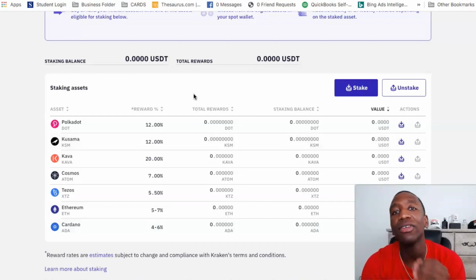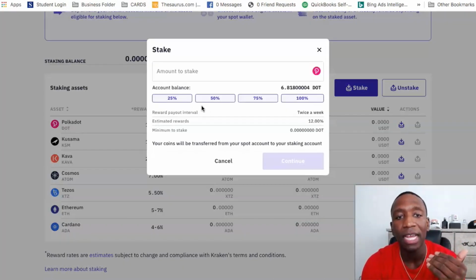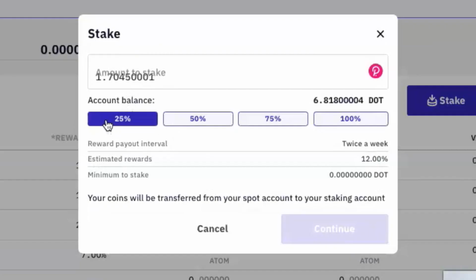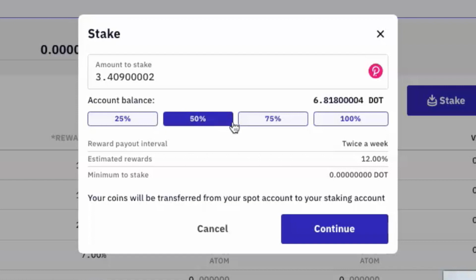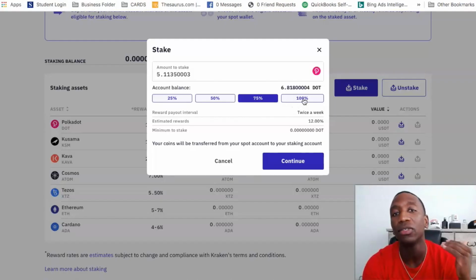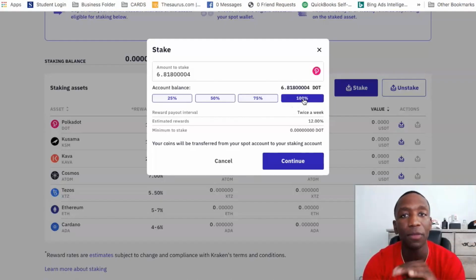All right, so now how do you actually do it? Let's just say that I wanted to stake Polkadot. So you see this little stake button right here? I would click on stake, and as you can see right here, I can do 25% of my Polkadot because I actually have Polkadot at this particular time, and then 50%, or I can do 70%, or I can do all of the Polkadot that I actually own. All right, so that's one way you can go about it, or you can put the amount that you actually want to stake right here.